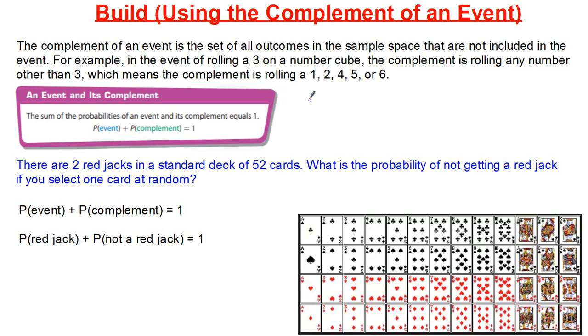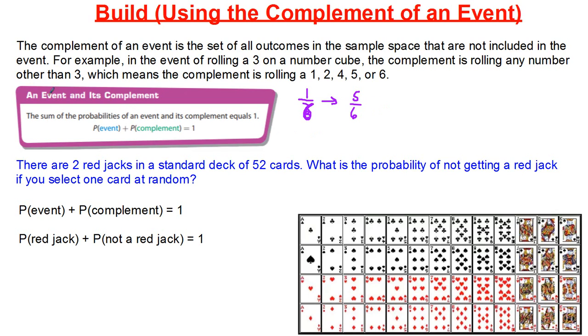Of course, if we were trying to roll a 3, that would be 1/6, and there are 6 possible outcomes. But we don't want that. We want the complement. So the complement of 1/6 is going to be 5/6. 1/6 plus what number is going to equal 1? 1/6 plus 5/6 is going to be equal to 1.